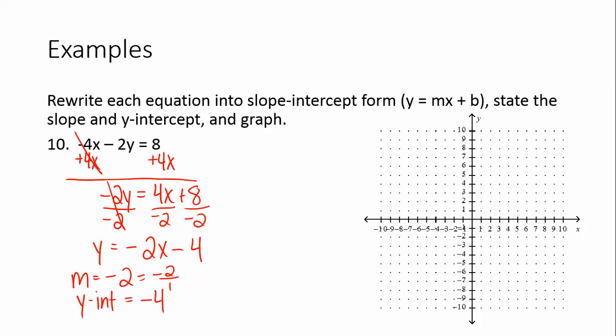Remember, when you graph, you always start at the y-intercept, then you use your slope to find the next series of points. I'm going up 2 over 1, up 2 over 1. It's rise over run. I can go down 2 and to the right to continue my line this way. I like to make my line all the way across the graph. Notice again arrows on both ends.